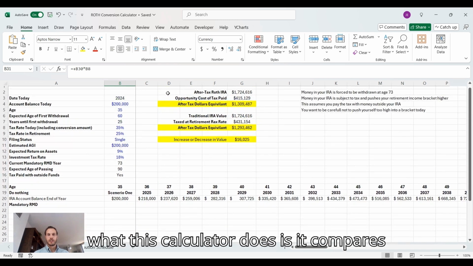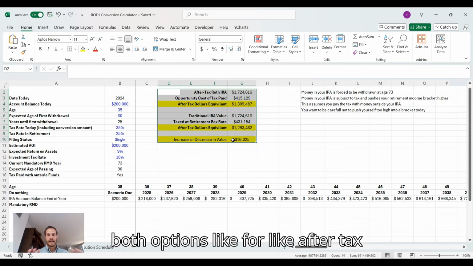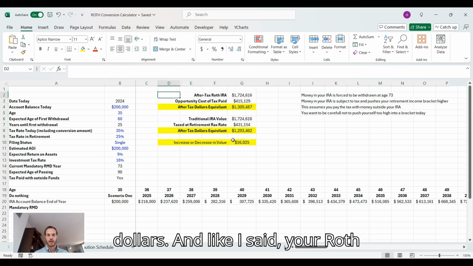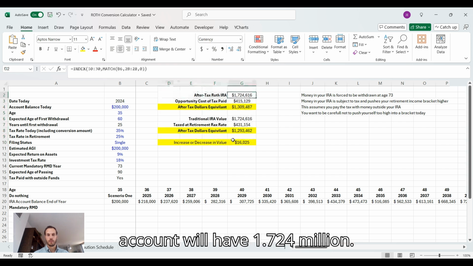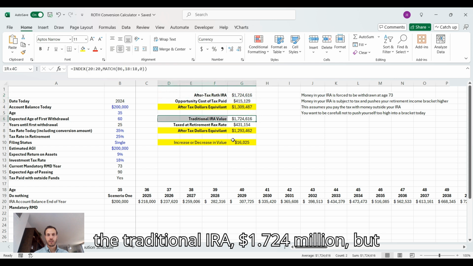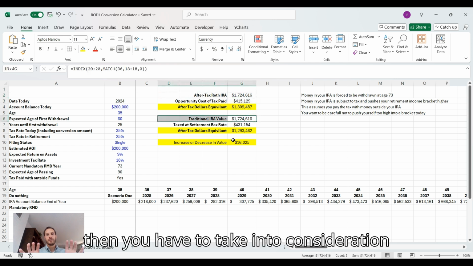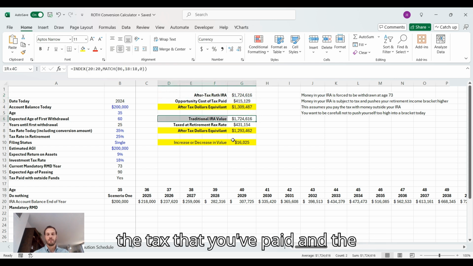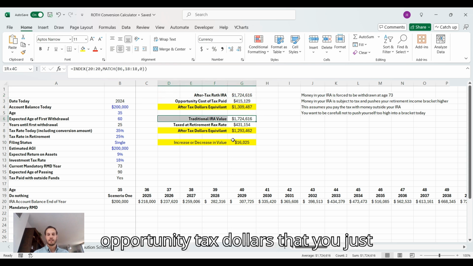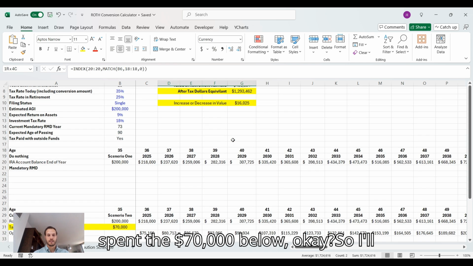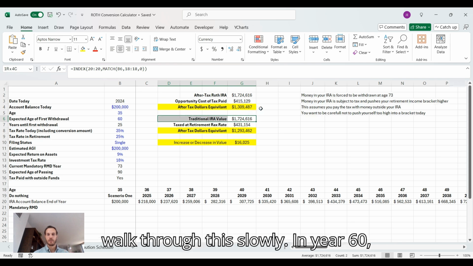So what this calculator does is it compares both options like for like, after-tax dollars. And like I said, your Roth account will have $1.724 million. Your traditional IRA, $1.724 million. But then you have to take into consideration the tax that you've paid and the opportunity cost of those tax dollars that you just spent, the $70,000 below. Okay, so I'll walk through this slowly.